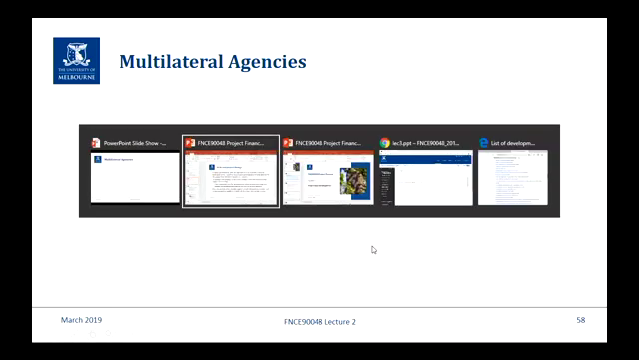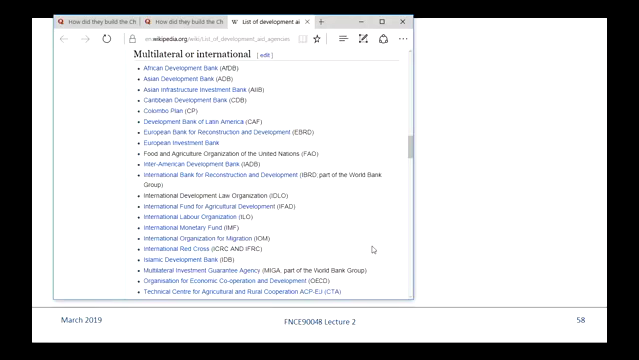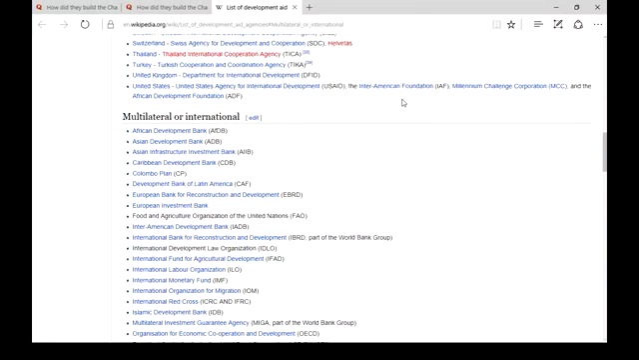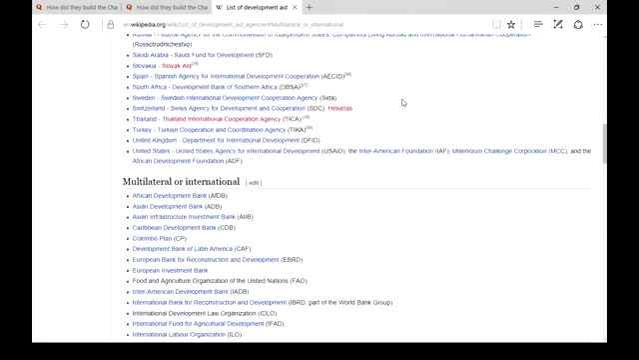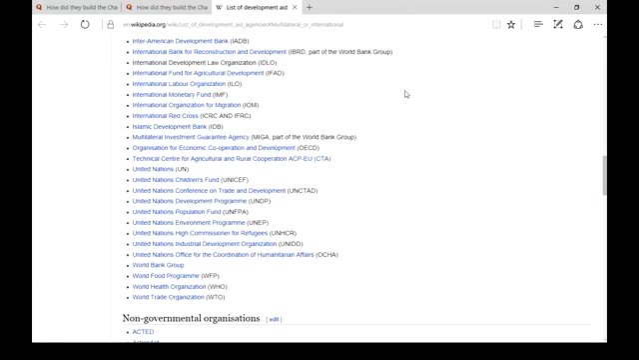Now, did I get that? There. Okay. So you can see that the multilateral agencies are, lots of them are banks, but things like the UN. The UN's a multilateral agency.